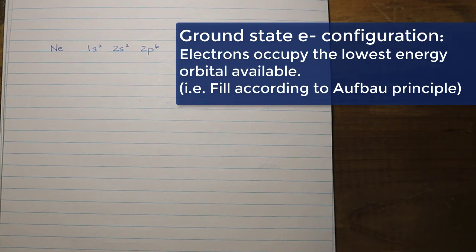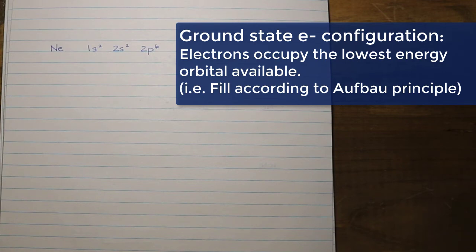You can think about this like parking at the mall. All of the closest spots are taken. If any more electrons want to get in here, they have to go to the next available parking space. And in that way, they fill, using the Aufbau principle, in the lowest energy orbitals available.